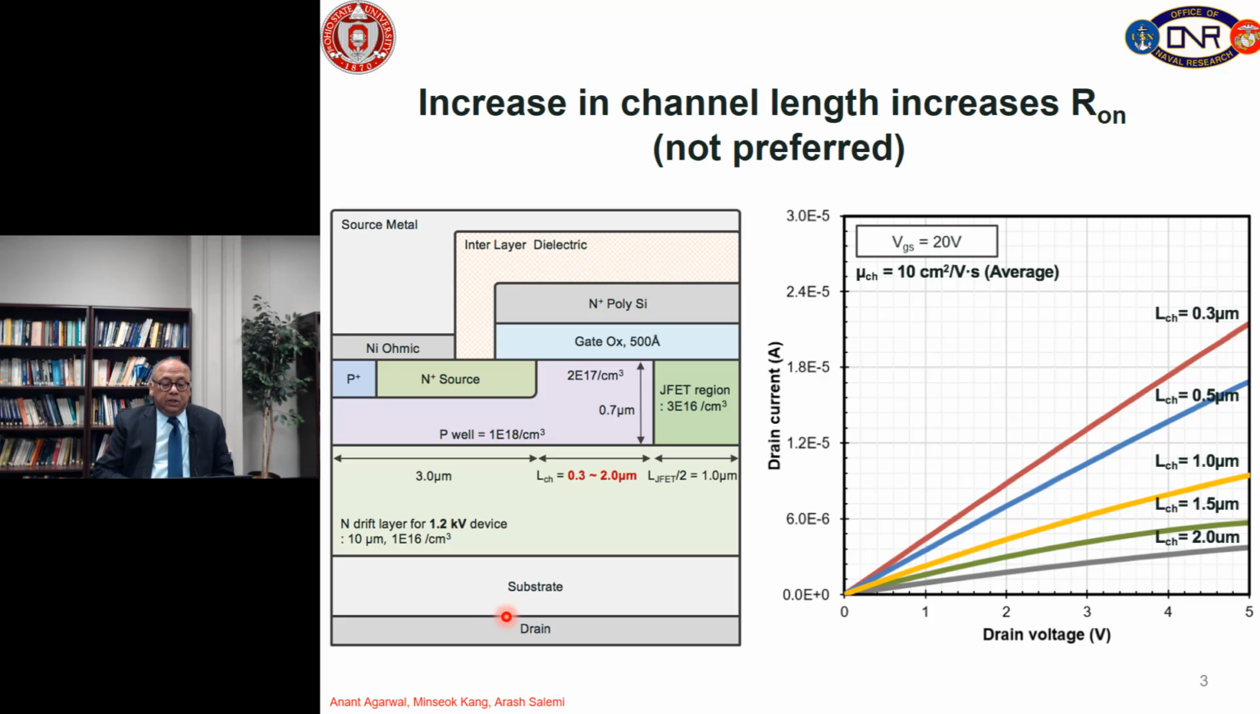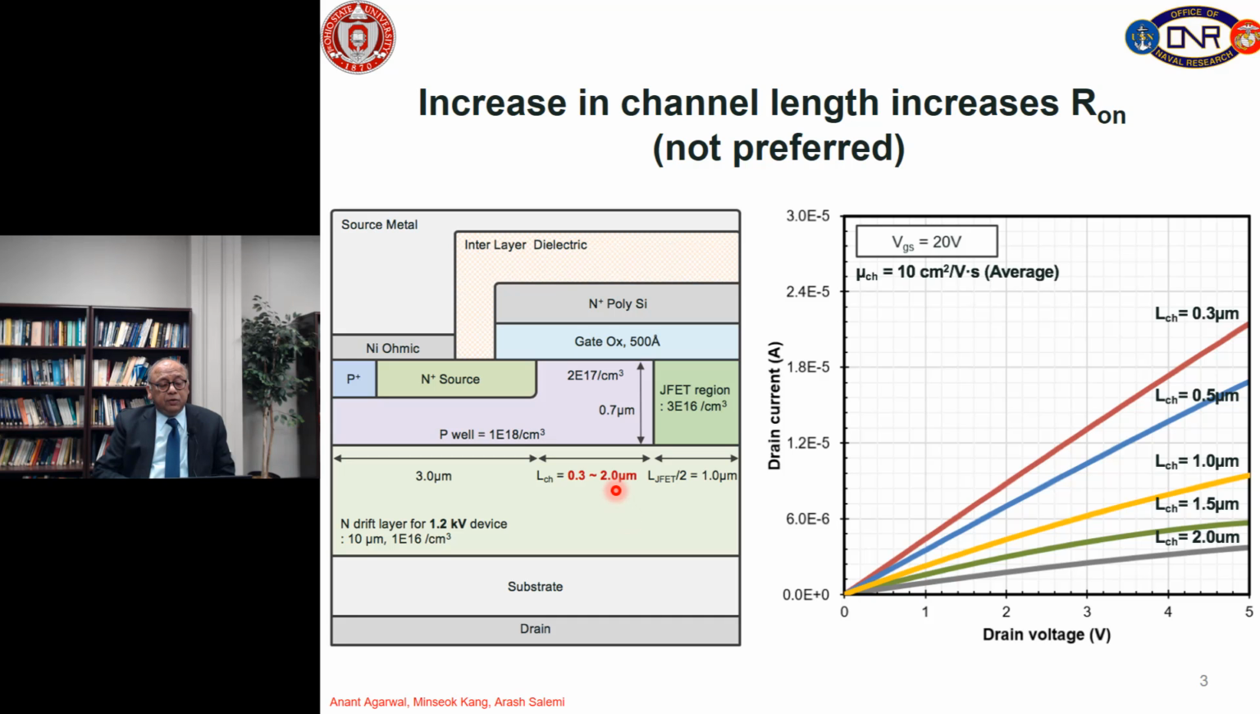All right. So, now in this simulation, and this is only showing the half cell, the other half cell is mirror image on the right hand side, and then this cell is repeated millions of times in a given MOSFET, as you learn in the layout and processing section that Dr. Arash Salmi had taught.